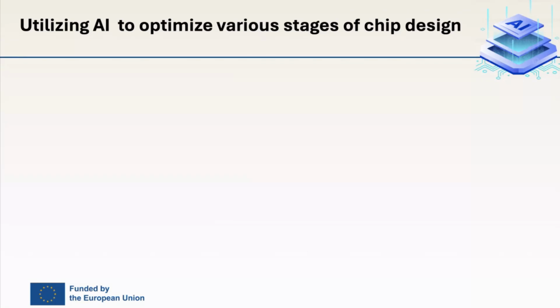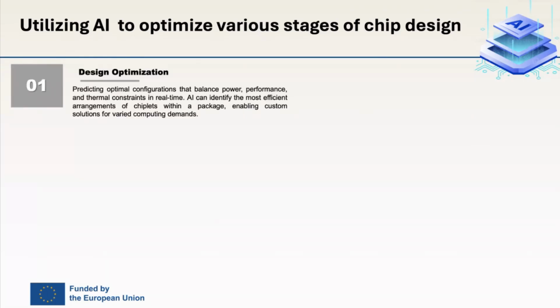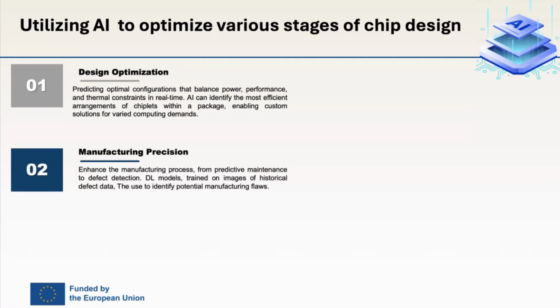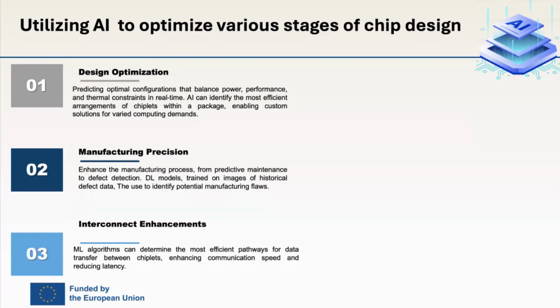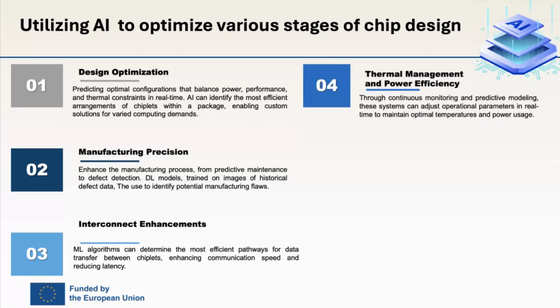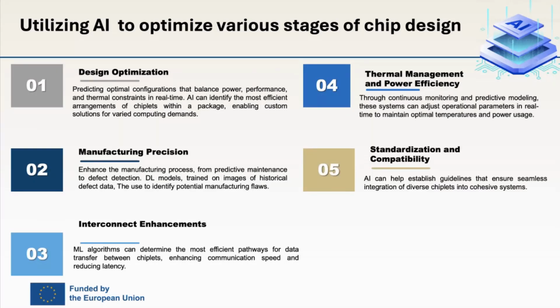Utilizing AI to optimize various stages can help optimize the design stage in order to balance between power, performance and thermal constraints. It can also be used in the manufacturing procedure to detect, for example, defects according to previous data or previous information. It can also be used for interconnection enhancement, thermal management, power efficiency, standardization and capabilities. And finally, it can be used to solve the placement problem.